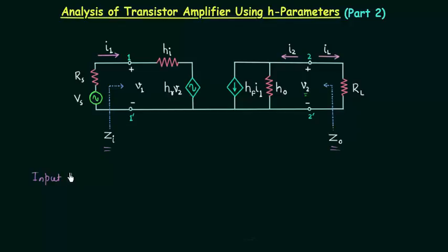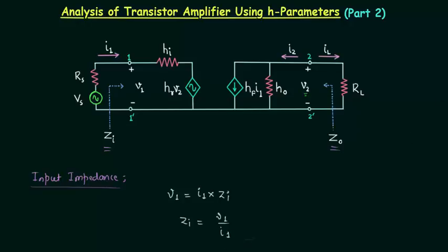Input impedance is represented by Z subscript I. The input impedance is defined as the impedance seen from terminals 1 and 1 prime. From Ohm's law, the input voltage V1 is equal to the input current I1 multiplied with the input impedance Zi. So Zi is simply equal to V1 divided by I1.